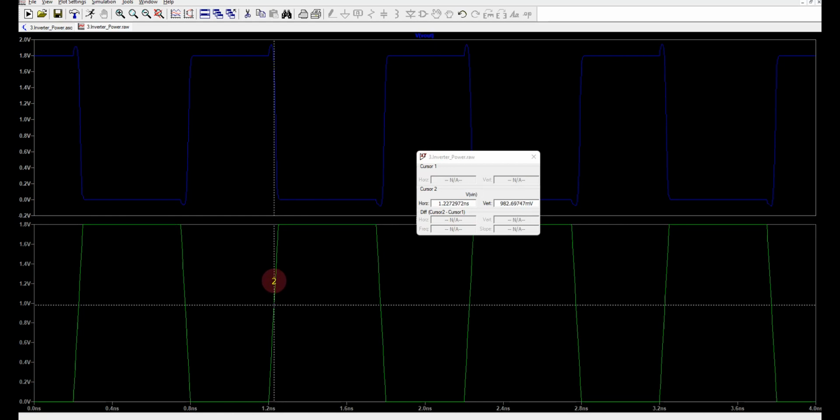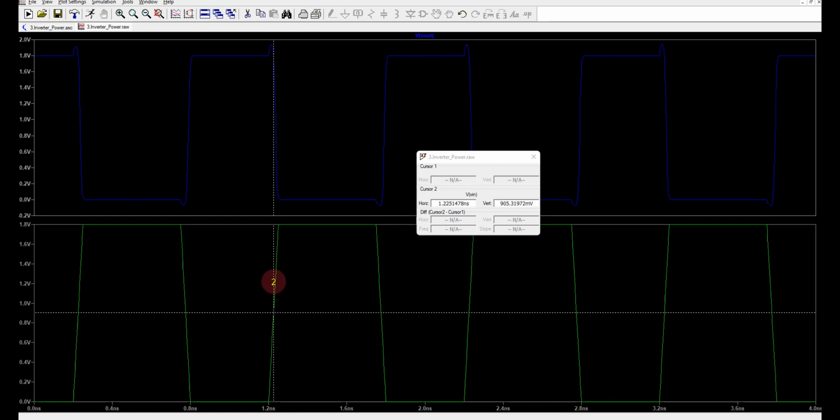Now if you see here, if I put the cursor around close to 0.9, it is 1.22, right? So here it was something else. If you take the difference between these two, you will get the propagation delay. This is the output. This is 1.22 and this we found as 1.29. So there is some delay, right? That is how you find out the delays of this circuit.